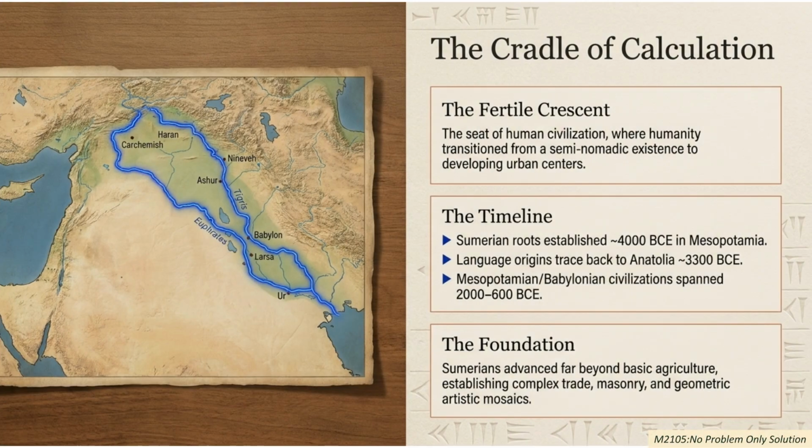Our story begins in the Fertile Crescent, the cradle of civilization. Between 4000 and 600 BCE, Mesopotamian societies evolved from nomadic groups to urban centers, laying the groundwork for complex trade and geometry.